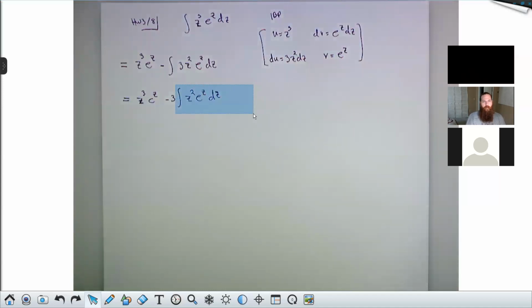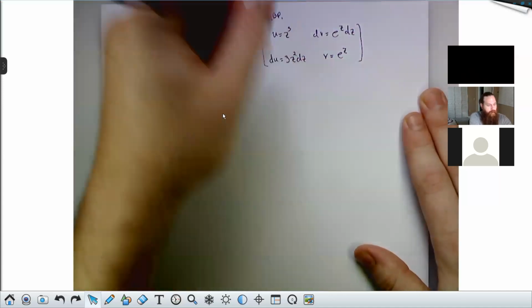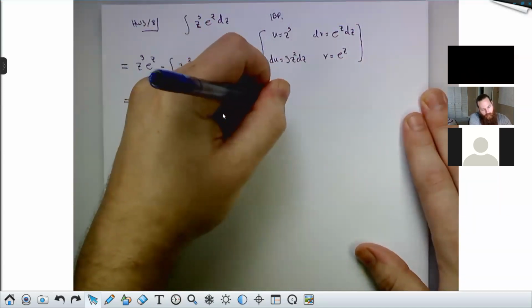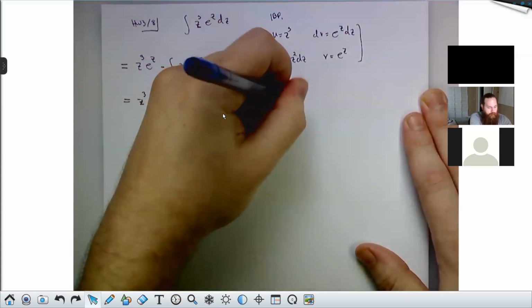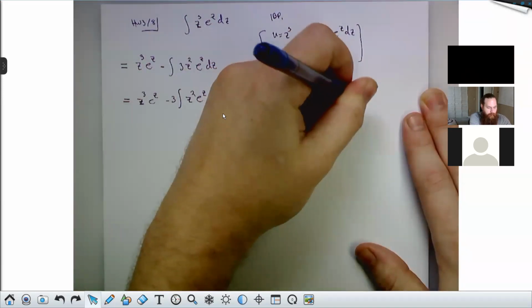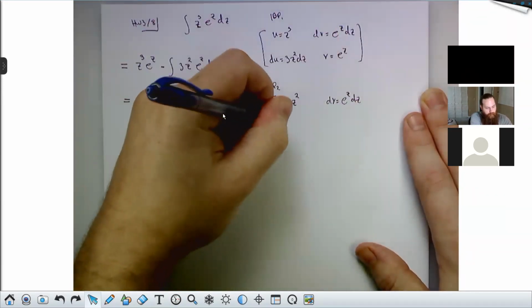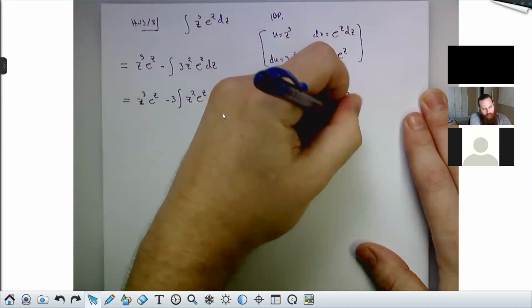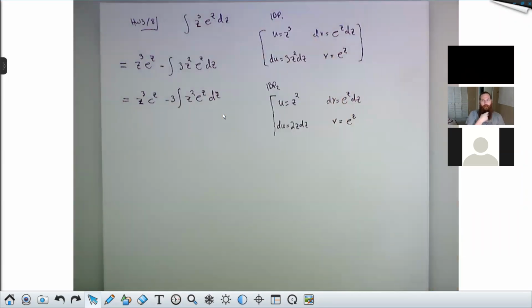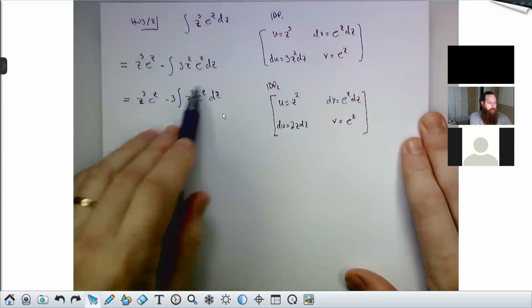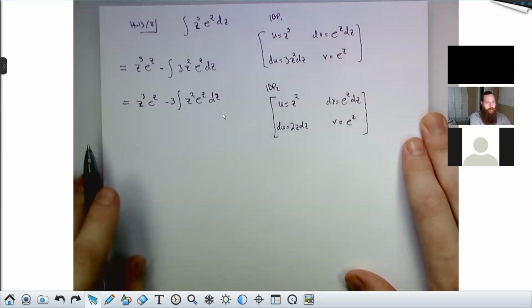So the way to solve this integral is more IBP. So I'll call this IBP1. This next guy I'll call IBP2. Again, I choose u to be the polynomial piece, which is z squared, and dv to be everything else, which is e to the z dz. du will be 2z dz, and v is e to the z. And now I will replace this integral by its IBP equivalent.